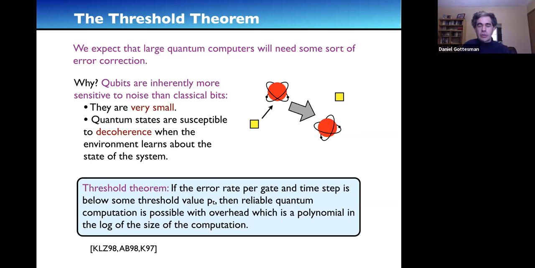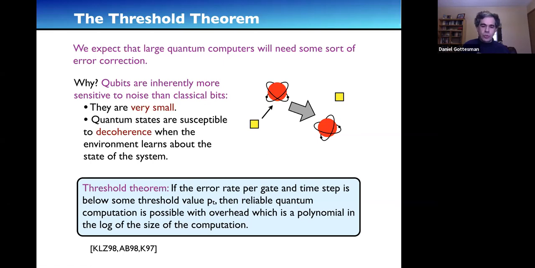So that's one factor. The other factor is that there's more things that can go wrong with a qubit than with a classical bit, right? You have not just to worry about bit flips, where 0 changes to 1, but also phase flips. 0 plus 1 changes to 0 minus 1. And one version of phase flipping is something called decoherence, which happens when the environment learns about the state of the system. And so that's something that really is unique to quantum mechanics.